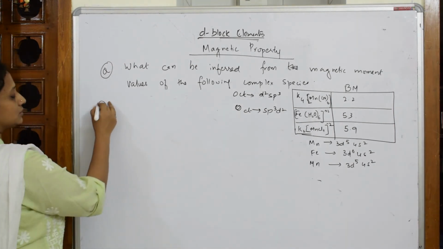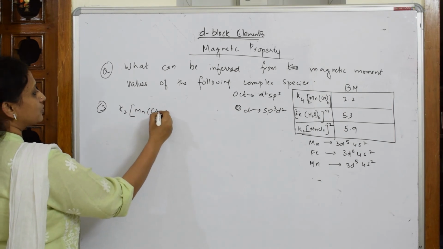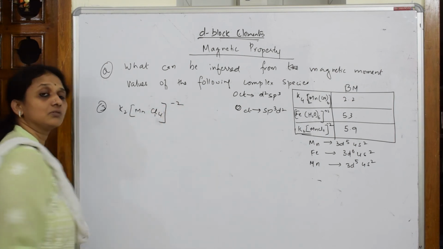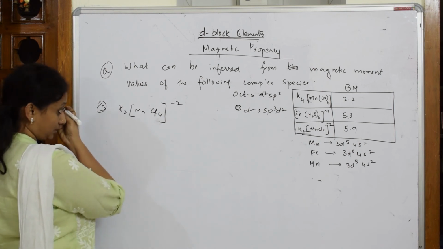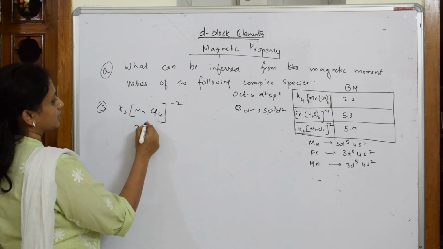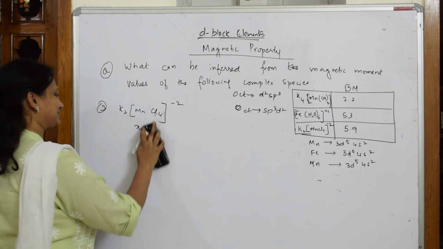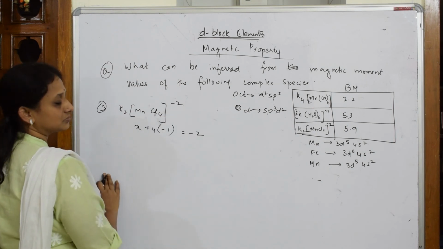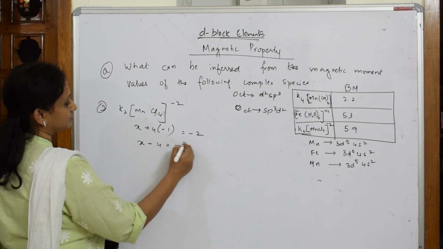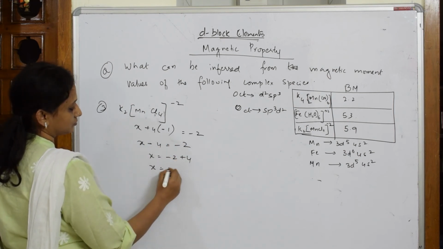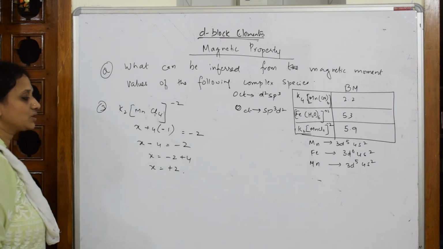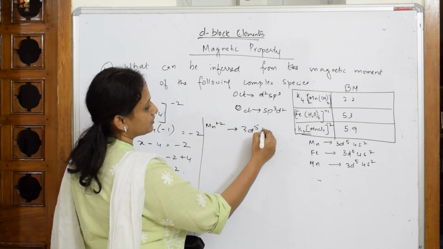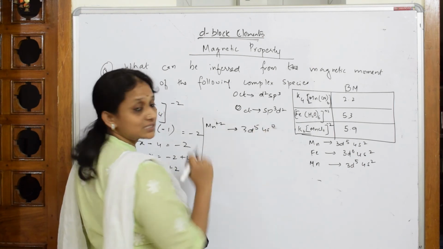Third one is K2MnCl4. You have to be very careful in copying the charges. If you copy the charges wrong, your whole answer will be wrong. Now, manganese is given X. +4 × −1 = −2. I've got X as 2. Now, what is the charge? It is Mn+2. Write the configuration. 3d5 4s2. Take out 2 electrons from here. This becomes 3d5.